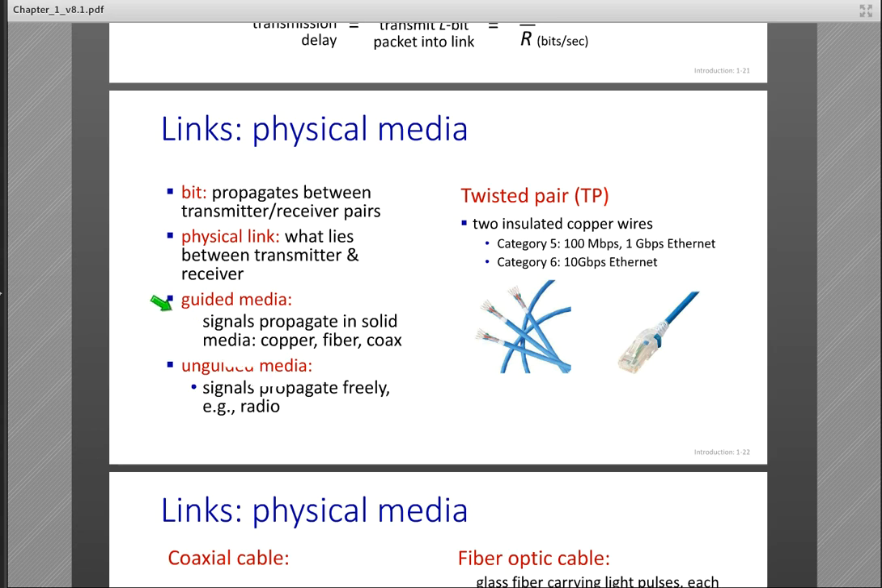The physical media are divided into two categories. The first one is guided media, the other one is unguided media. In guided media, signals are transmitted over a cable. If you want access to the media, you must access the cable. Cables like copper, like fiber, like coaxial cables.